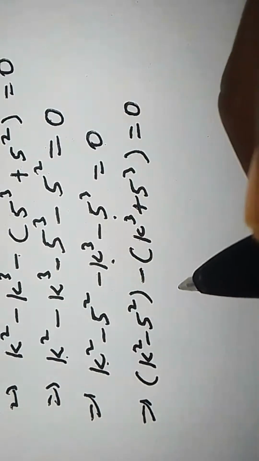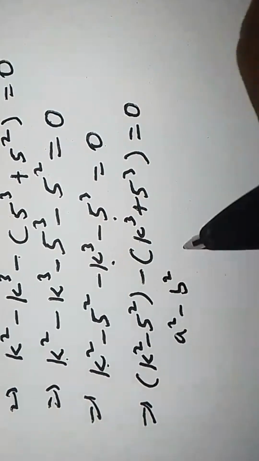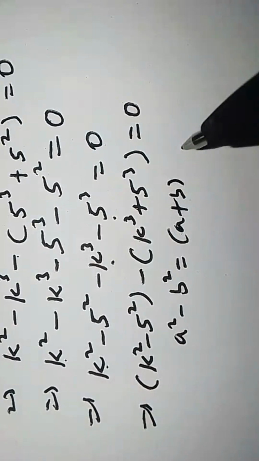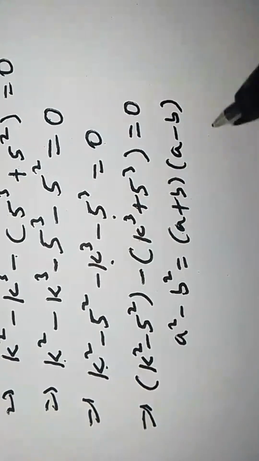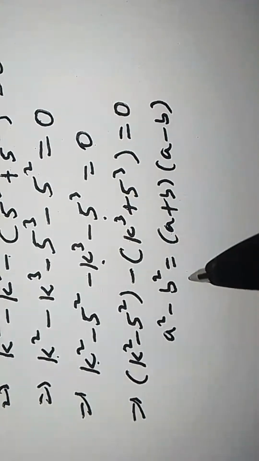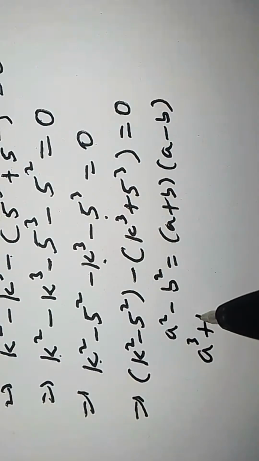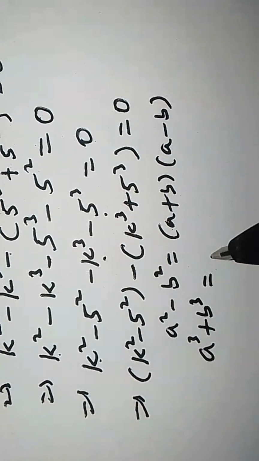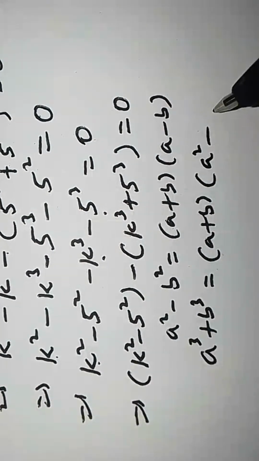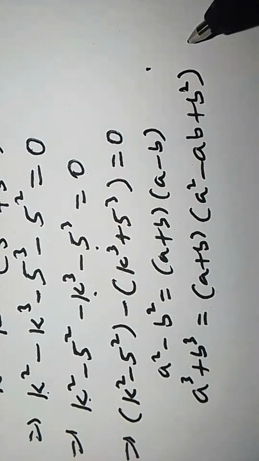First, recall that a squared minus b squared is equal to a plus b times a minus b. This is just a difference of two squares. Also recall that the sum of two cubes, a cubed plus b cubed, is equal to a plus b times a squared minus ab plus b squared. So take note of these two properties.